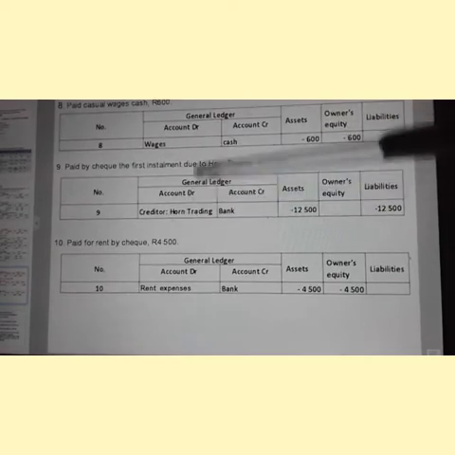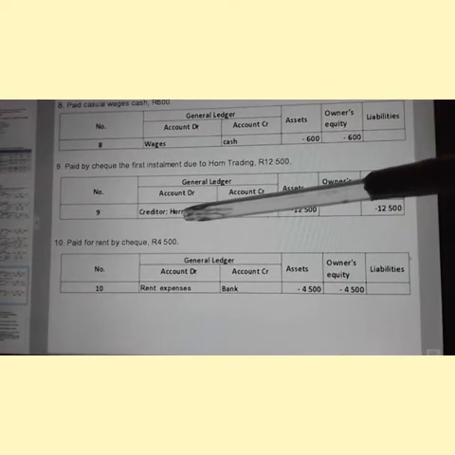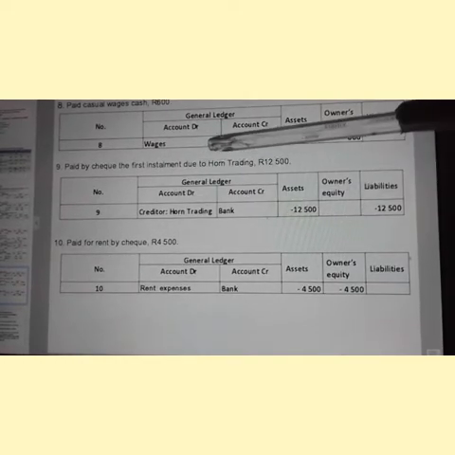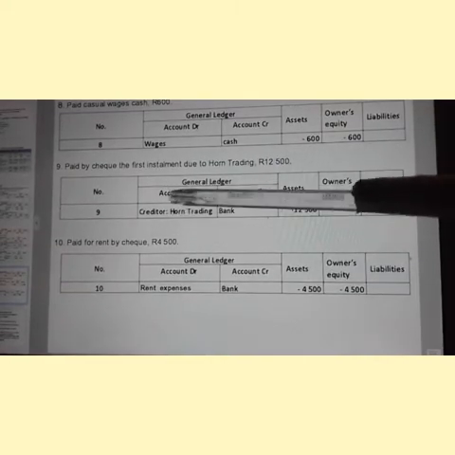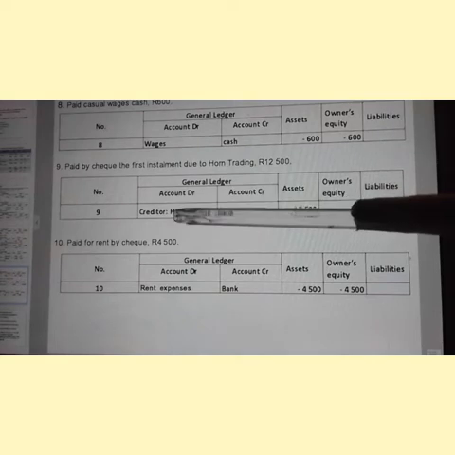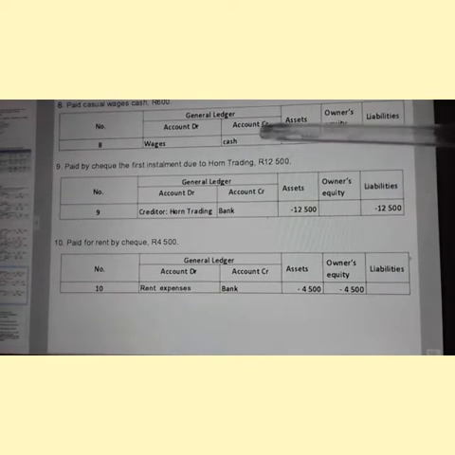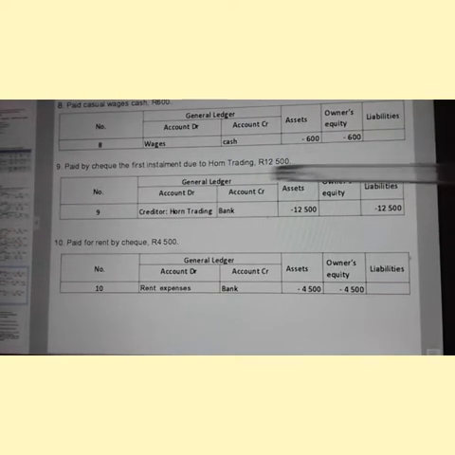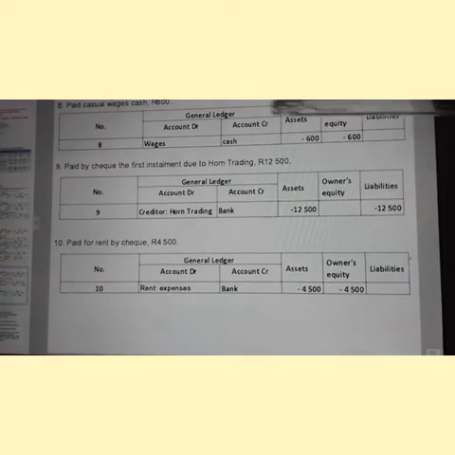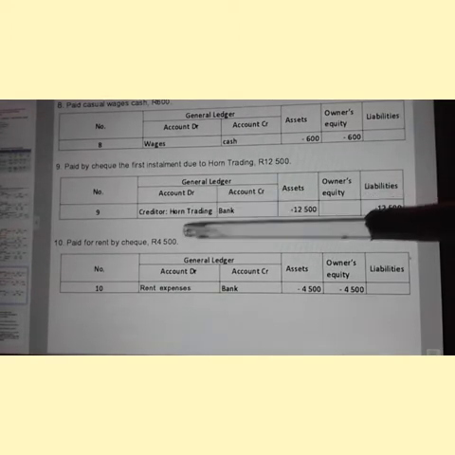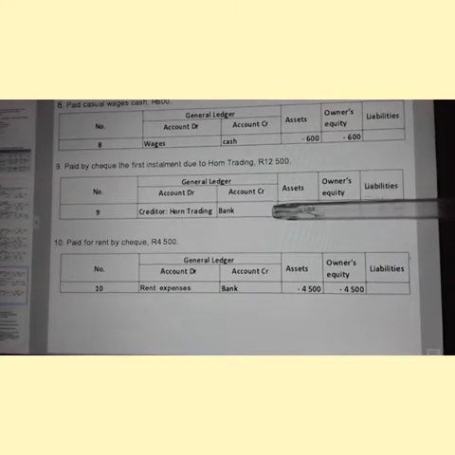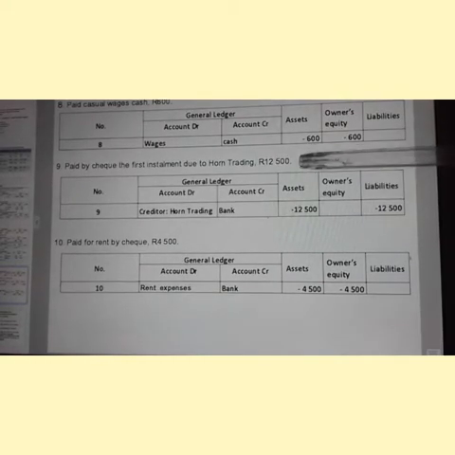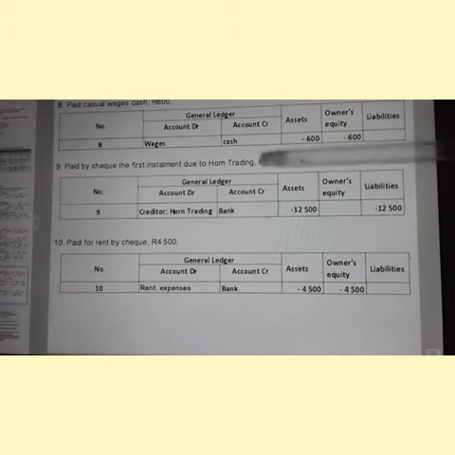So we debit the creditors account. Creditor is a liability, but we have to debit the creditor account here because our liability decreased when we settled this amount. So we debit the creditor's account, Horn Trading, and we credit the bank account because we lost this amount of money from the bank account when we settled the amount.